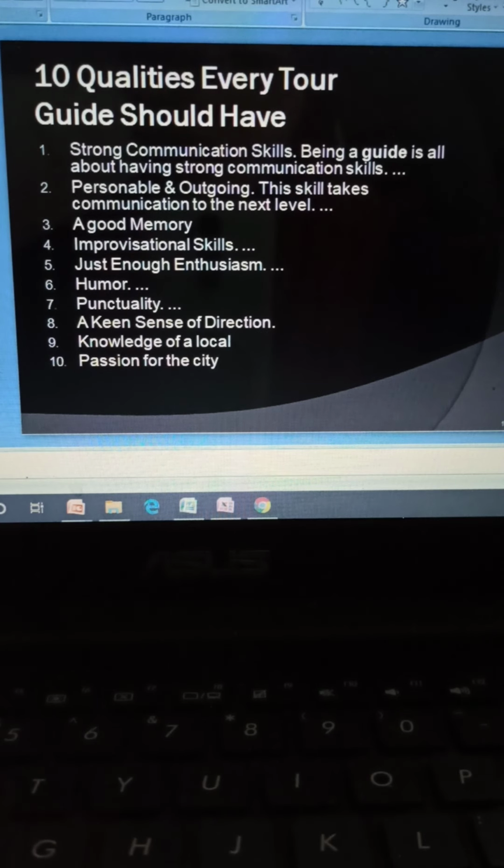Okay, so the qualities every tour guide should have. First is good communication skills. This is a must because you need to talk to the people and get them to listen to you. You cannot just talk, so you have to have some kind of personality: outgoing, approachable, right? You also have to have a good memory, because this one will take practice.